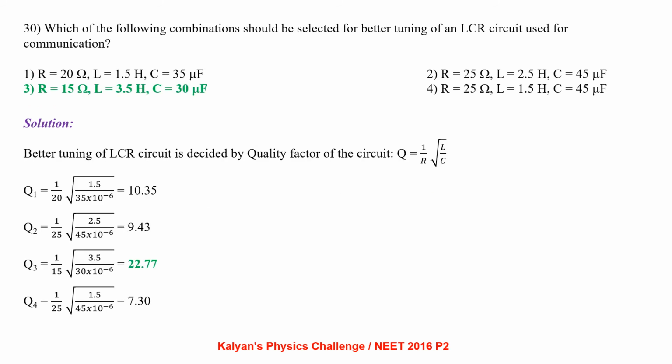Which of the following combinations should be selected for better tuning of an LCR series circuit used for communication? Better tuning of LCR series circuit is decided by the quality factor of the circuit, which is given by the formula 1 by R root L by C, where R is resistance, L is inductance and C is capacitance. So by substituting the values of the 4 options, we find in the third option the quality factor is maximum, that is 22.77. So the correct option is 3.